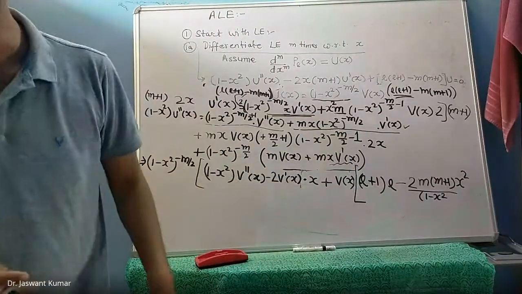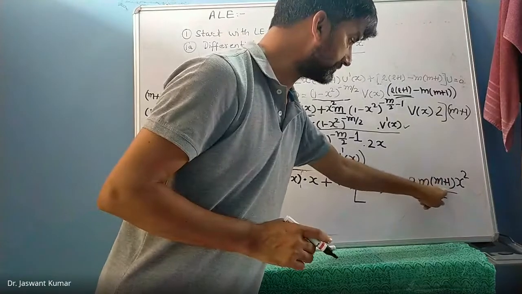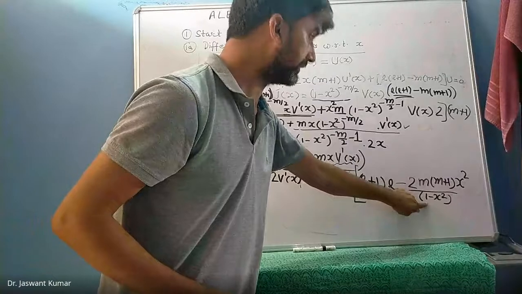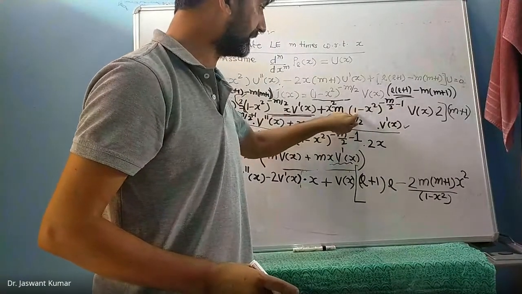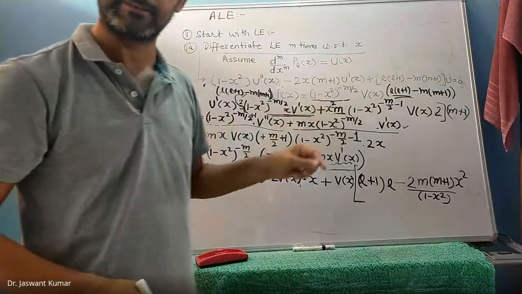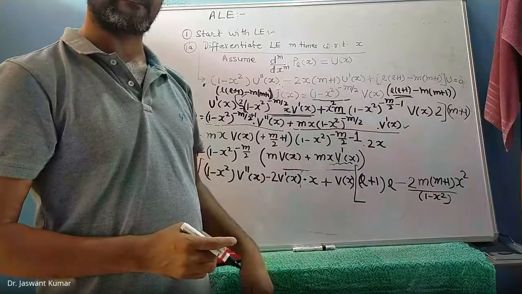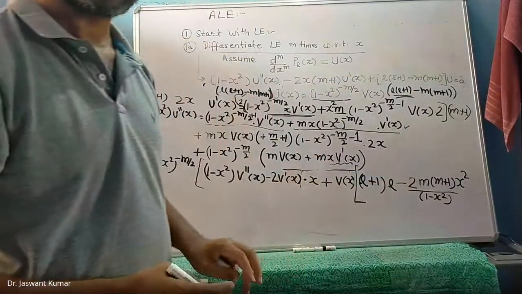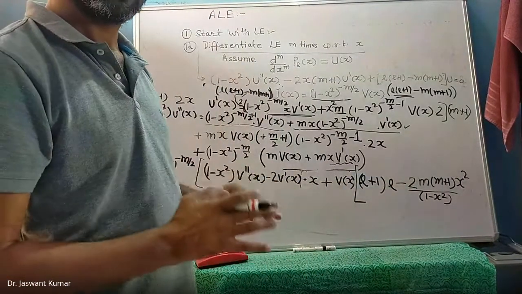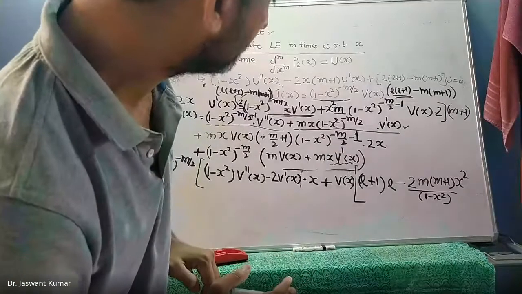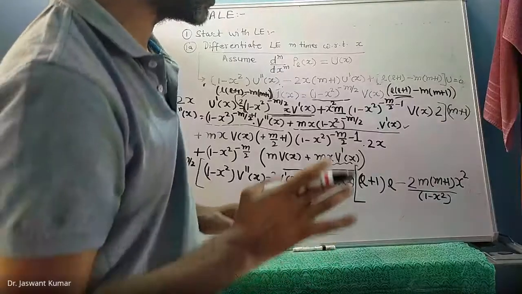Minus 2m into m plus 1 into x square divided by 1 minus x square. This divided by 1 minus x square is because of the fact that the term left is 1 minus x square to the power minus 1. So to the power minus 1 we have taken in the denominator. Happy everyone? Yes, sir. Yes? Yes. Fine? Yes, sir. Okay, good.